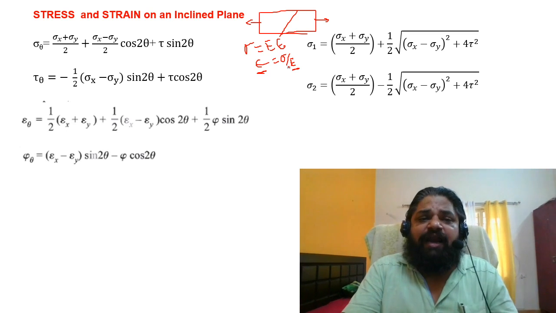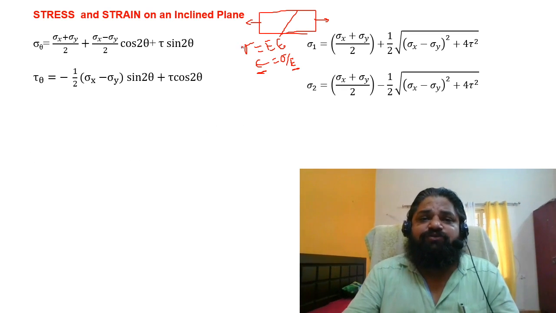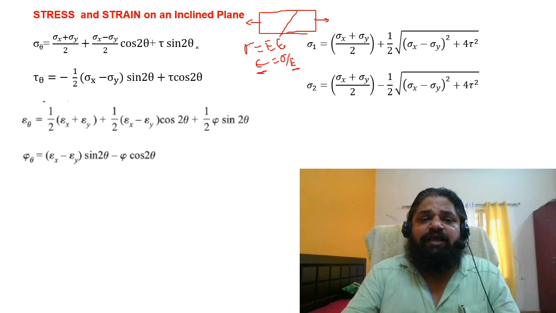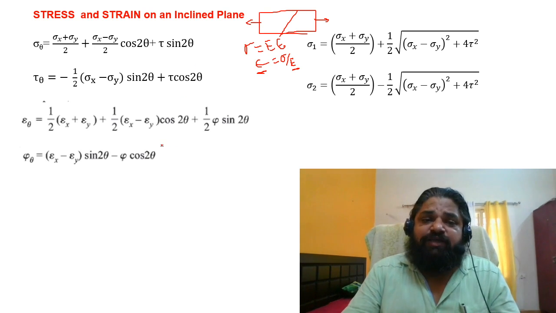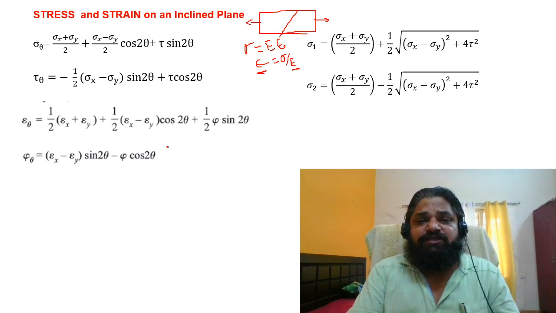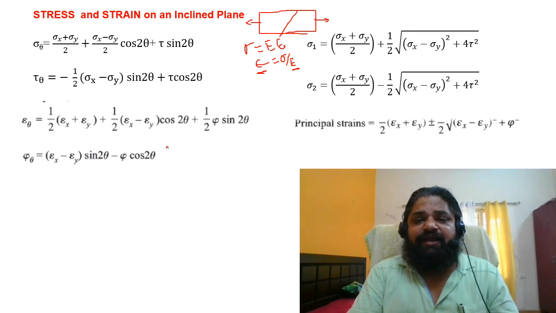Corresponding to that, as we know sigma theta and tau theta, similarly we can know about epsilon theta and phi theta, where phi theta represents the shear strain, like tau theta is the shear stress. It is the maximum shear strain, or you can say the shear strain on an inclined plane.